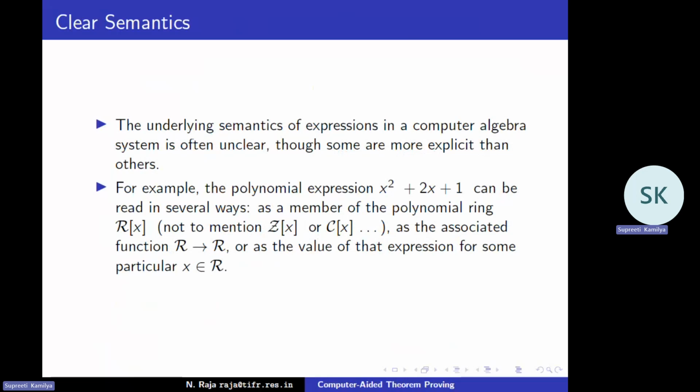For example, if you are dealing with a polynomial expression like this, you can read it in different ways. You can read it as a polynomial ring over reals or complex numbers, or you can read it as an associated function which goes from R to R, or just as a value of the expression for some x which is a real number. So in a computer algebra system, it's not clear immediately what it is that you are dealing with.